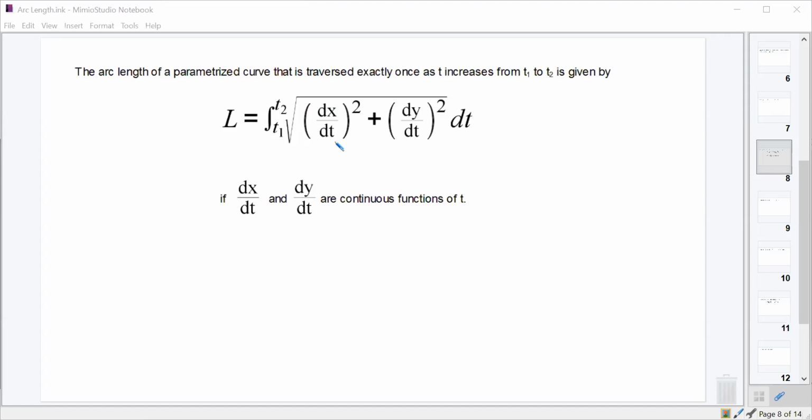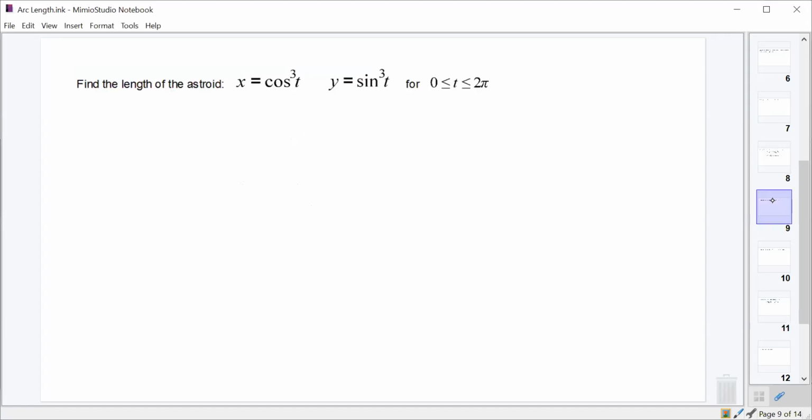All right, cool. So let's start with this one, which is finding the length of an asteroid. It's not an asteroid, this is a different thing, astroid as opposed to asteroid. Let's first think about what this looks like. This is cosine cubed and sine cubed.